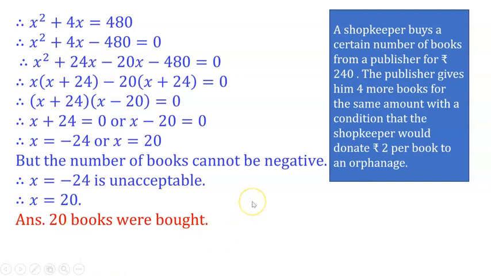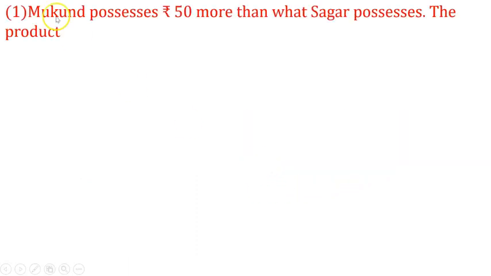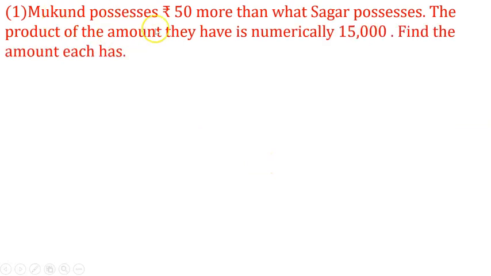Okay, now next, solve any one of the following sub questions. It's for 4 marks. First question: Mukund possesses rupees 50 more than what Sagar possesses. The product of the amounts they have is numerically 15,000. Find the amount each has.